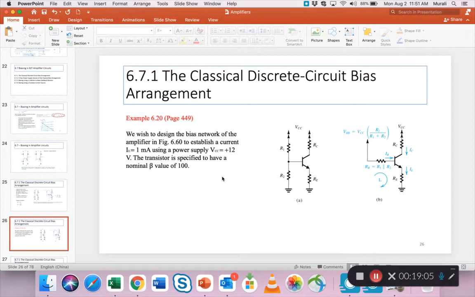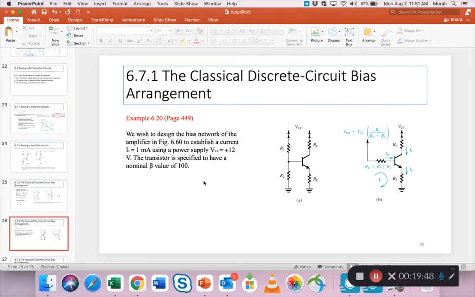Okay, so we want to design this. Now I told you that this is one of the most commonly used biasing circuits, at least for discrete BJT applications, and we must become comfortable with all these formulas here, because a lot of the problems I'm doing are based on this model. Okay, so there is one nice example worked out for you, 620 on page 449, and so make sure you spend some time and get comfortable with all these formulas.